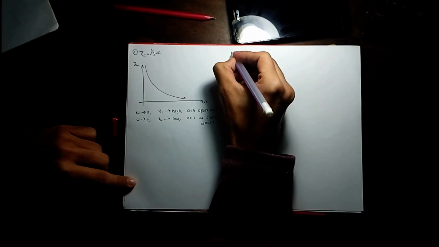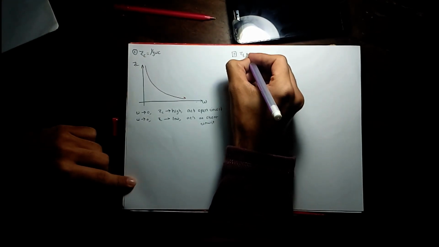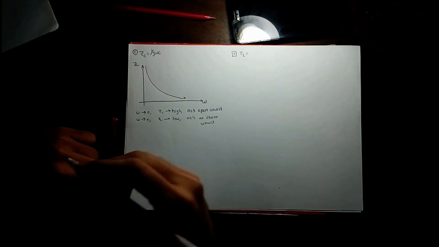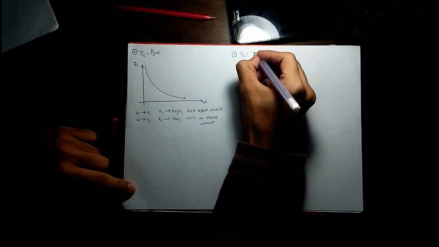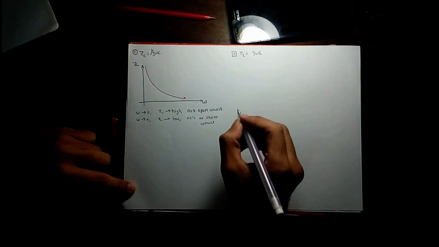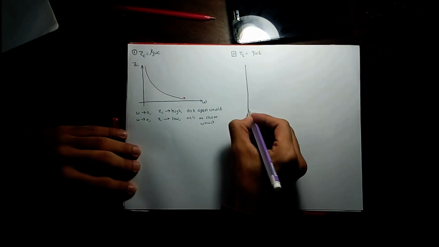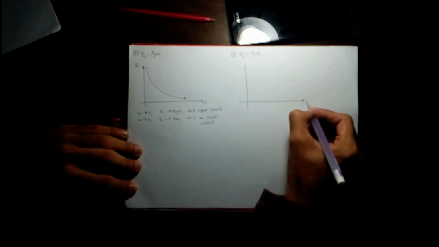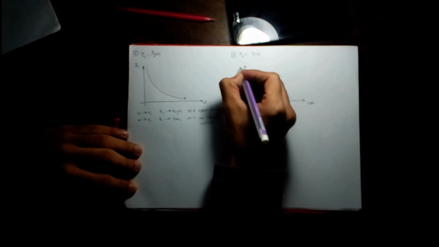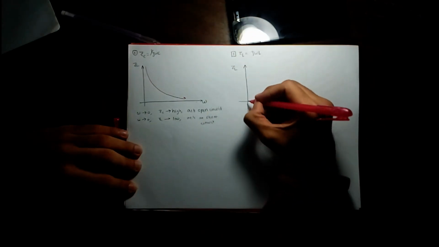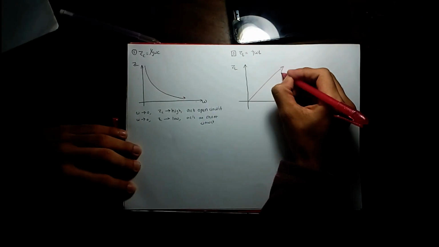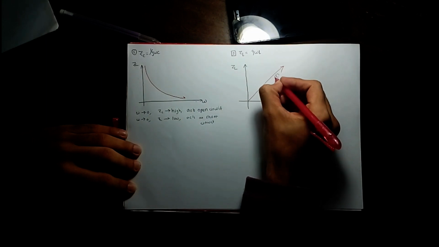Now the second concept: the impedance of the inductor and angular frequency omega are related by ZL equals j omega L. So when you try to plot omega in the x-axis and impedance of inductor in the y-axis, what you get is a straight line with a slope of L.